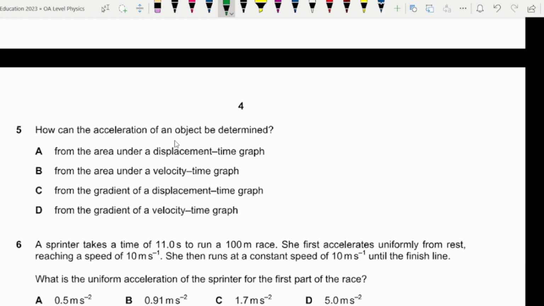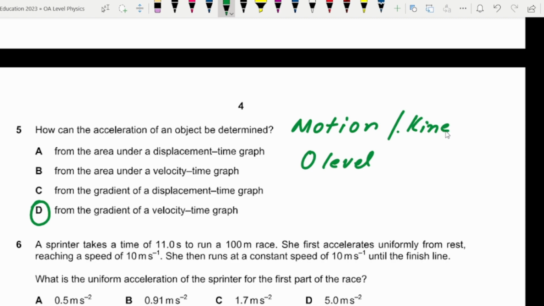How can you find acceleration from the graph? So acceleration is the gradient of the velocity time graph. Now tell me, do we not study that thing in chapter number 2 of O level physics that you guys used to call kinematics? They then changed the name according to the new syllabus. They changed the name to motion. Have you not studied this thing that you can find the acceleration of an object if you find the gradient of velocity time graph? It's just the same thing.